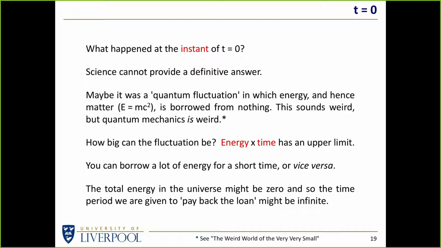If the total energy of the universe is 0, and energy times time has an upper limit, it might be that we have plenty of time. Maybe we have an infinite amount of time in which we have to pay it back. That's one way of thinking about the Big Bang. That's not necessarily right. That is a way that a number of individuals think, but it's at the moment impossible to prove that that is the way the universe began.